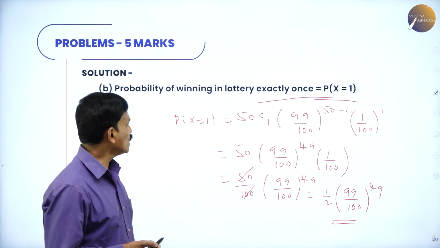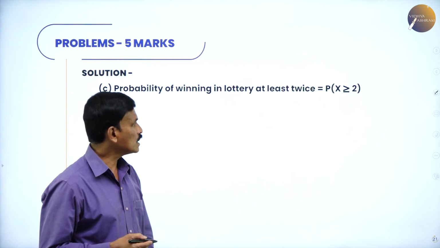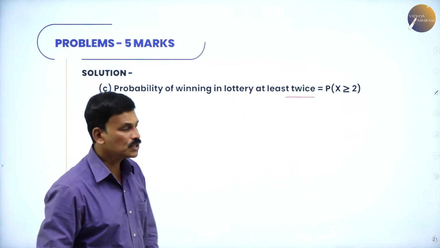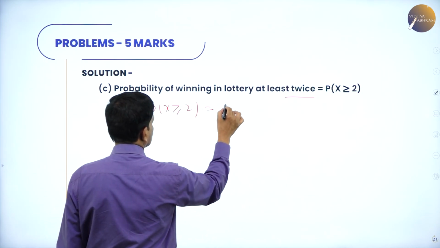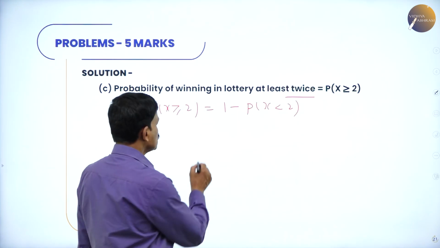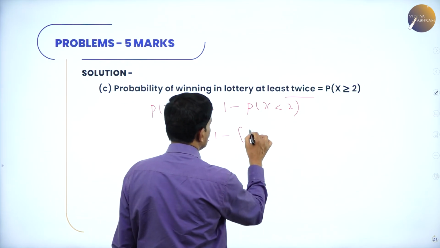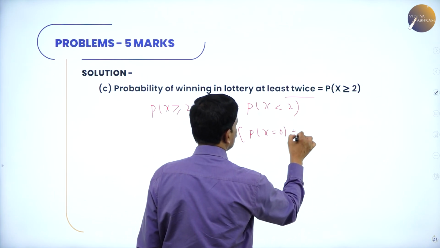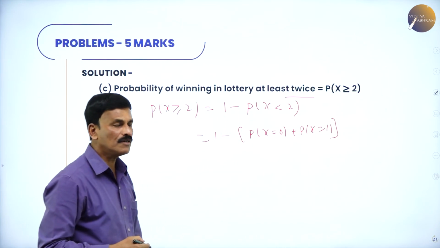Now let us come to the third condition. Probability of winning the lottery at least twice. At least twice means probability of x greater than or equal to 2. So probability of x greater than or equal to 2 can also be written as 1 minus probability of x less than 2. Probability of x less than 2 means probability of x equal to 0 plus probability of x equal to 1.